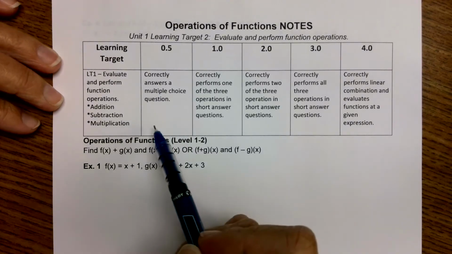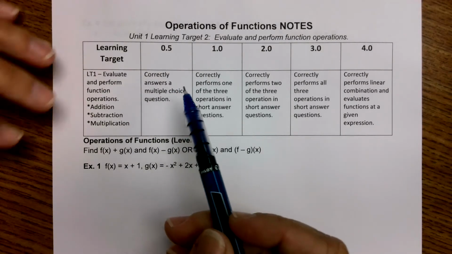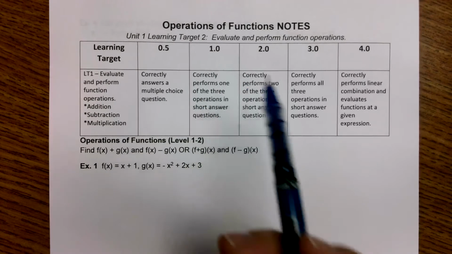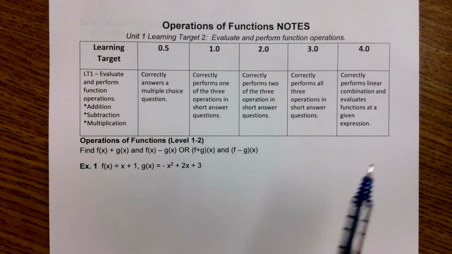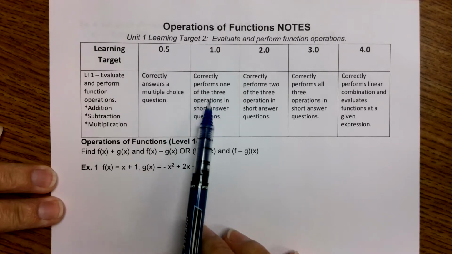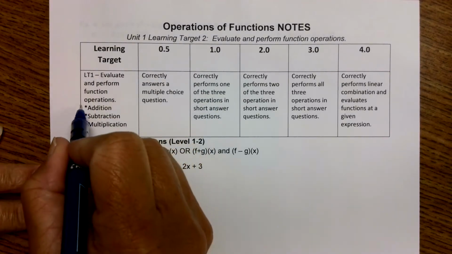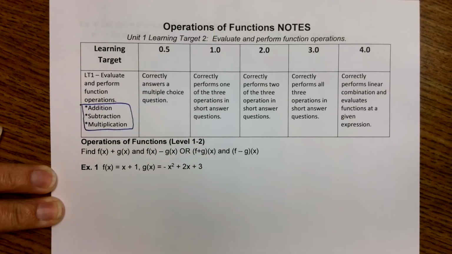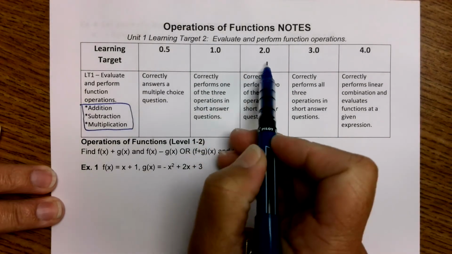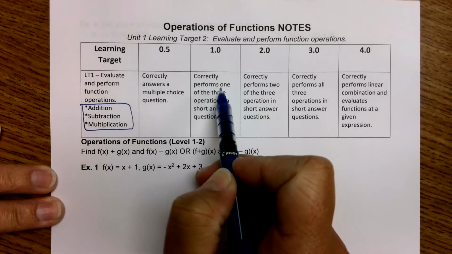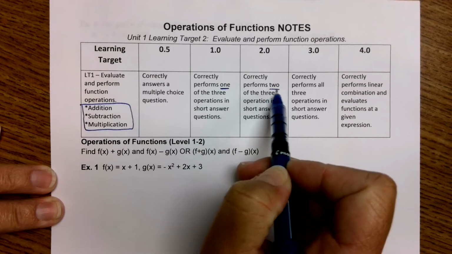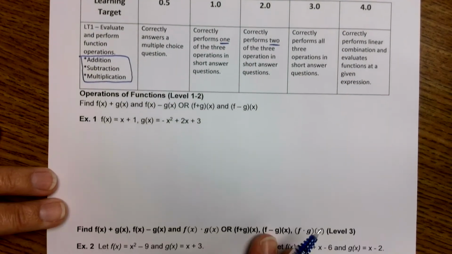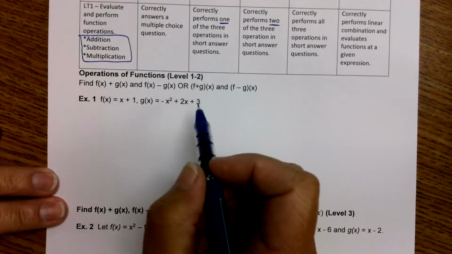Multiple choice question could be over anything. And then to get to a 1, 2, 3, or 4, you are going to have to evaluate operations of adding, subtracting, and multiplication. I've broken down these notes into levels so you know how to get them. To get between a level 1 or 2, level 1, you could do one of the 3 operations. Level 2, you could do 2 of the 3. So in example 1, it gives you how that would work.